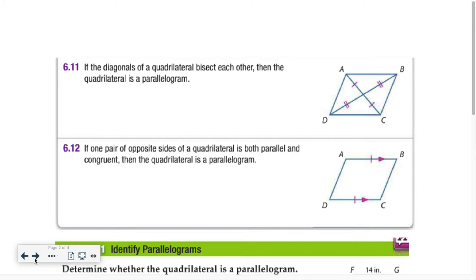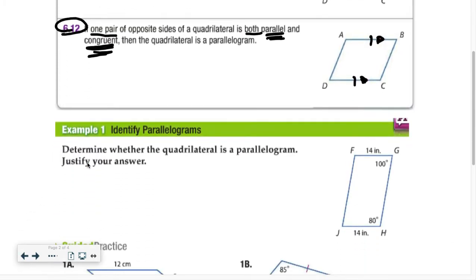Okay? The one that is kind of different than anything we did yesterday is 6.12. Okay? This one just works on one pair of sides. If one pair of opposite sides is both parallel and congruent, then it's a parallelogram. So if you can show one side is congruent and also parallel, that's enough as well. Okay? So we're going to work on using those four conditions to determine if quadrilaterals are parallelograms.